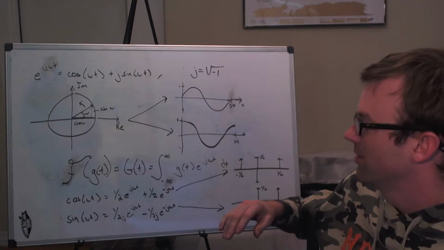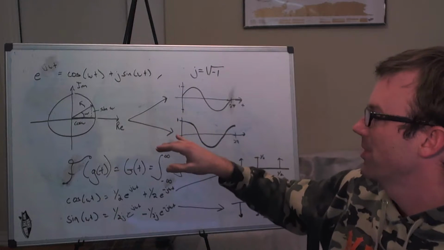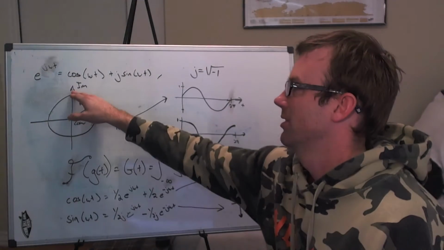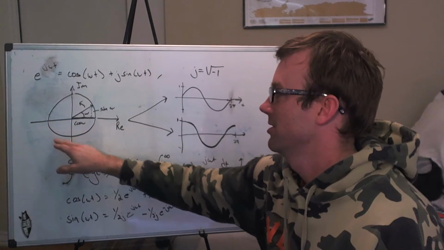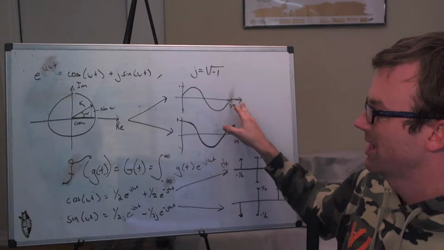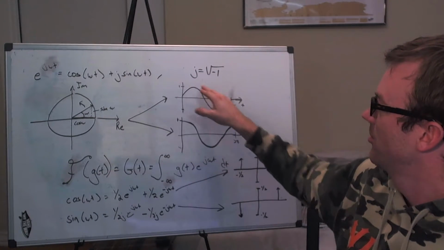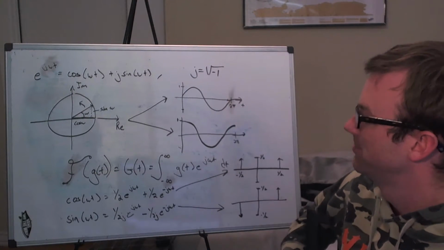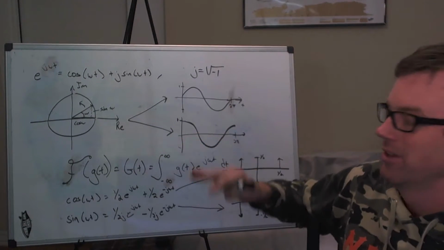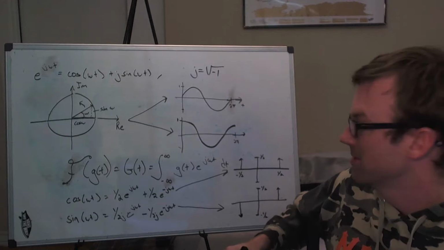Similarly, you can visualize a sine plot by looking at the y-axis. So sine starts at 0, goes to 1, goes back to 0, goes to negative 1, and so on. Just like the time domain plot here, 0, 1, negative 1, 0, right? So that is where the real and imaginary components come from.